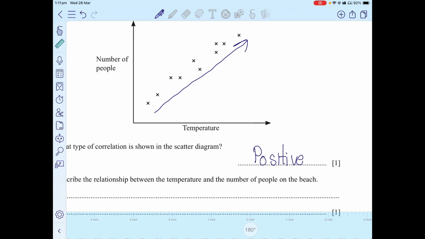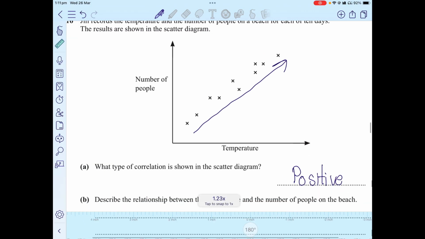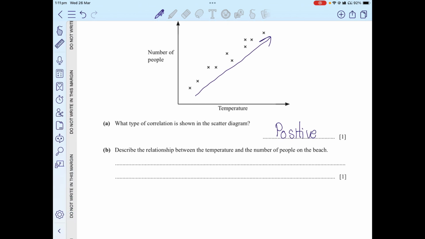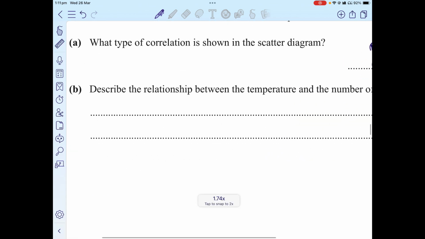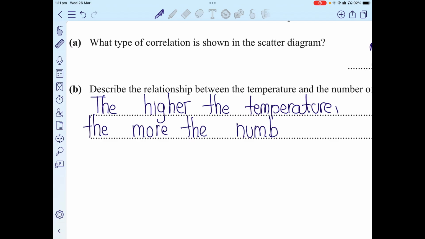Okay, because when the temperature increases, the number of people increases. That's a positive correlation. Then describe the relationship between the temperature and the number of people on the beach. We can say the higher the temperature, the more the number of people on the beach.